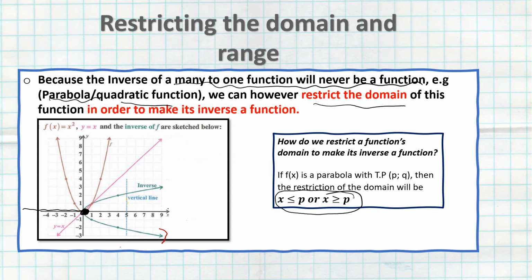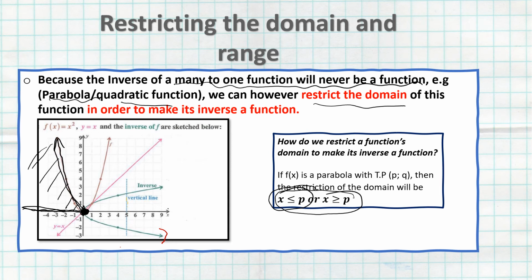Or also we can say x is less than or equal to P. When we say x is less than or equal to P, it means we are taking this part, because we are only including the values that are less than the x value of the turning point. So we are using this part.